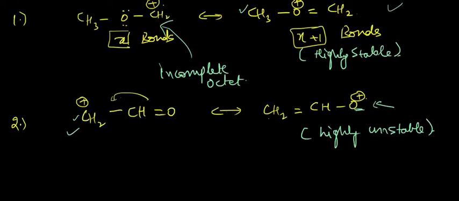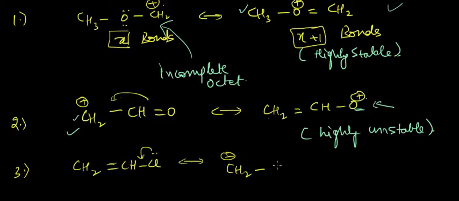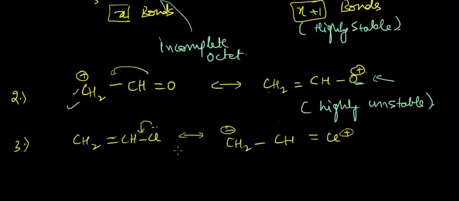Okay, let's look at this example where we have this, and this gets converted into something like this. This lone pair actually, Cl donates its lone pair to form something like this compound. Okay, so which of the two will be more stable? This would be highly stable.